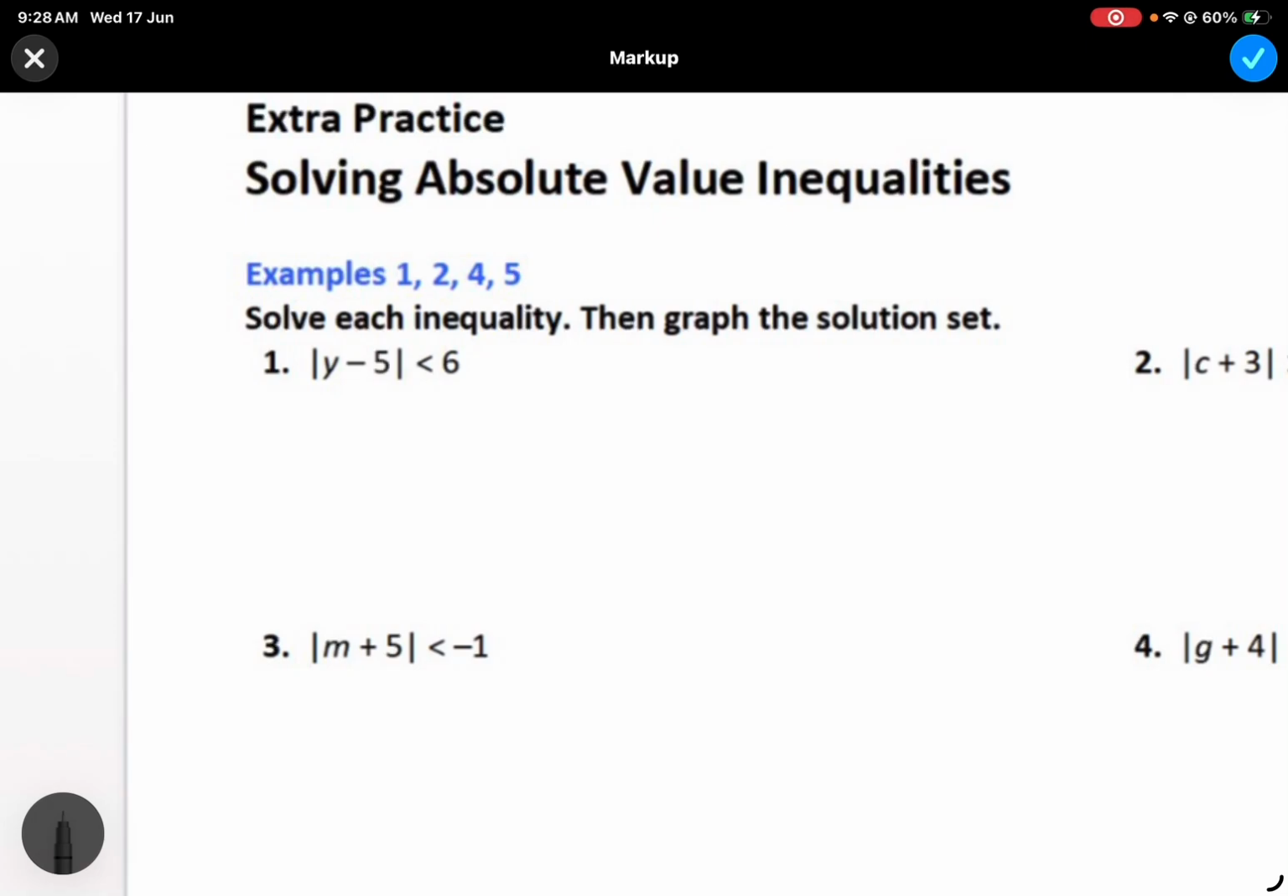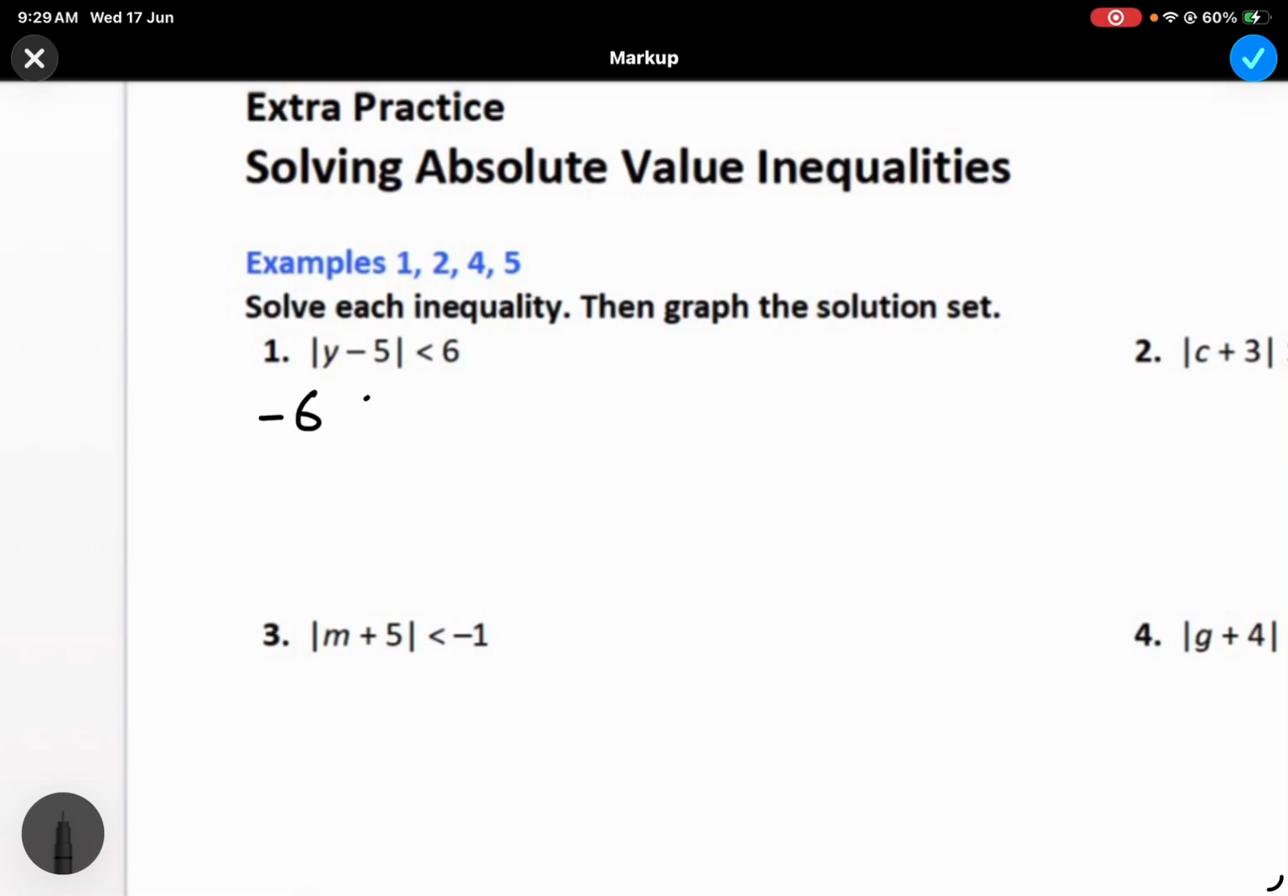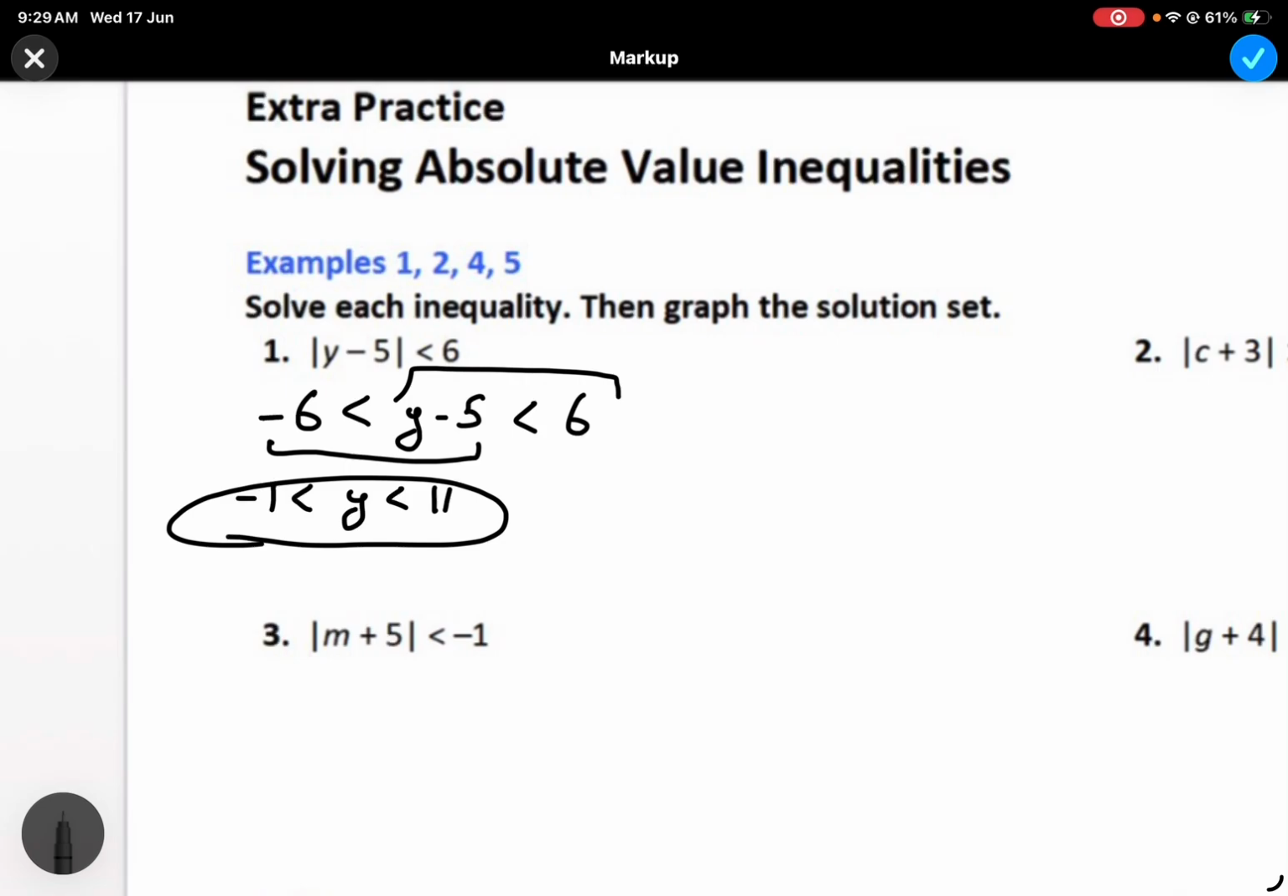Let's start with question 1. Because it's less than, the answer is going to be negative 6 is less than y minus 5, which is less than 6. Minus B is less than A, which is less than B. I explained that in the first slide. Now, very simply, we can just add 5 on both sides. Usually I'd split both of these, but to be quick, you can just add 5 on both sides and you get negative 1 is less than y, which is less than 6 plus 5, which is 11, and this is our answer. And on the number line, it would look like this: 11, negative 1.